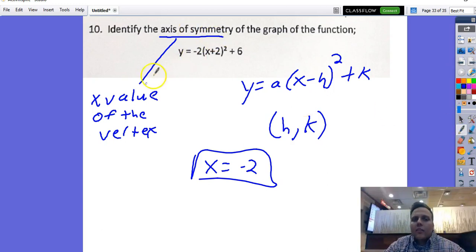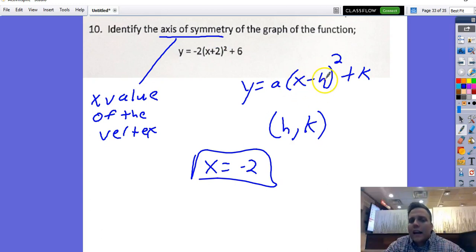Remember that the axis of symmetry is just the x value of the vertex, okay? And that vertex form is this right here. We get the vertex from vertex form as the point (h, k), alright? So in this case, h was negative 2. If you're curious about why we say negative 2, look at this.